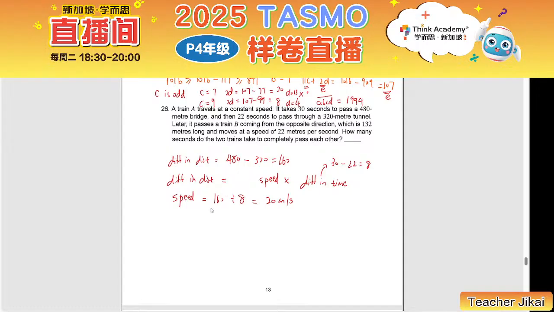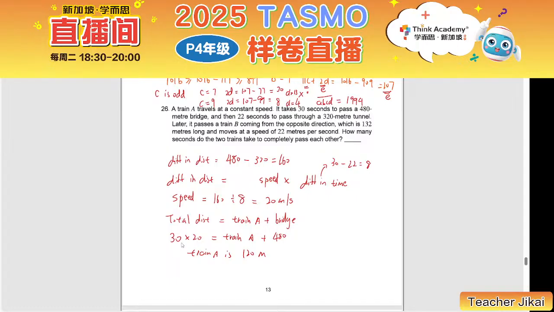So now we can know the length of the train A here, because the total distance we can already know, right? 30 seconds, and it travels by a speed of 20 meters per second. So the total distance equal to train A plus the bridge. Total distance, it is 30 seconds and the speed of 20. So it is train A plus the bridge here, 480. So train A, we know the length here is 120 meters, right? We know the length of the train A is 120 meters.